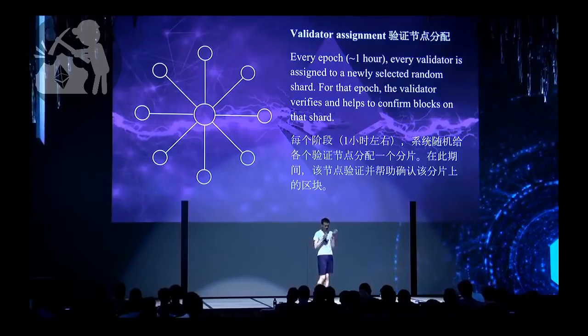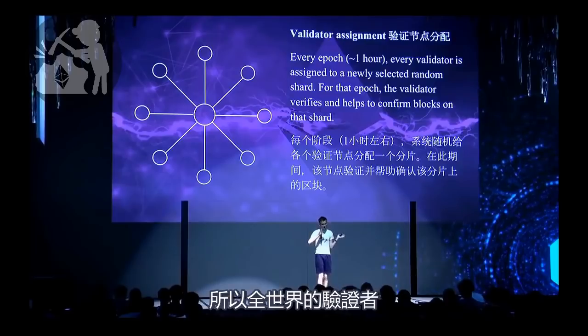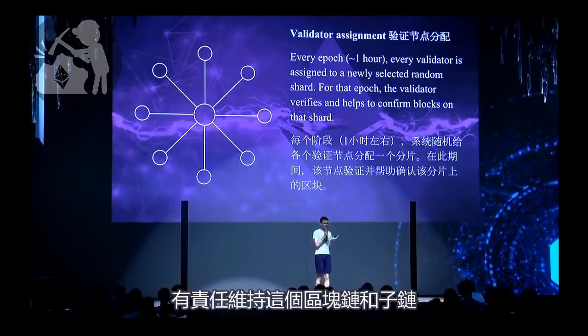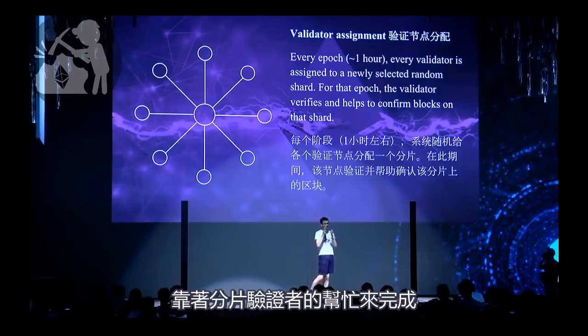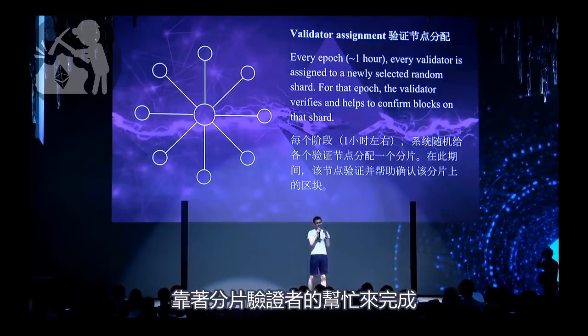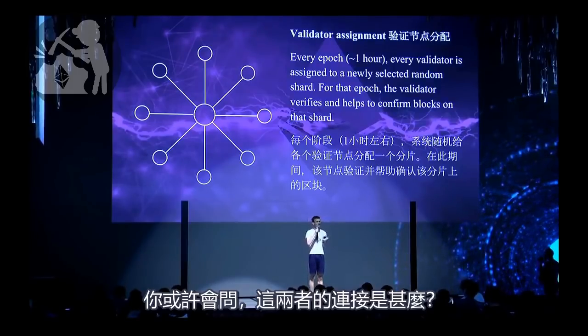So the entire global set of validators is responsible for maintaining the beacon chain. Maintaining the shard chain is done by this pool of shard validators that gets very frequently reshuffled for each shard. Now, you might ask, well, what actually connects the two together, right?